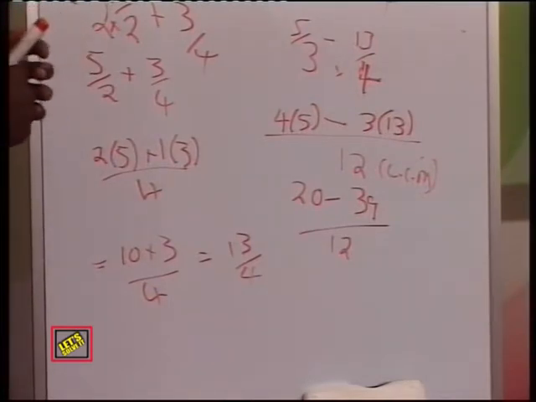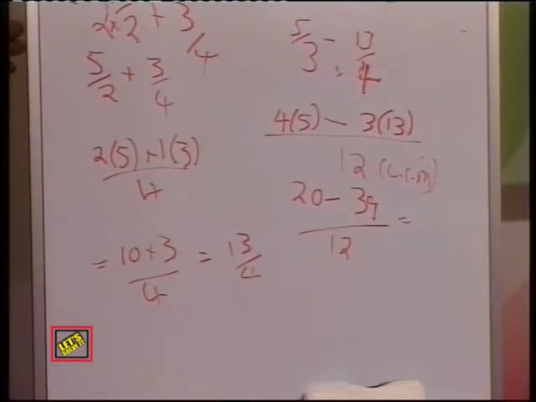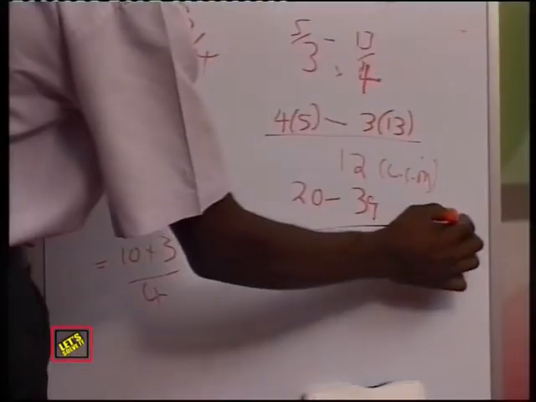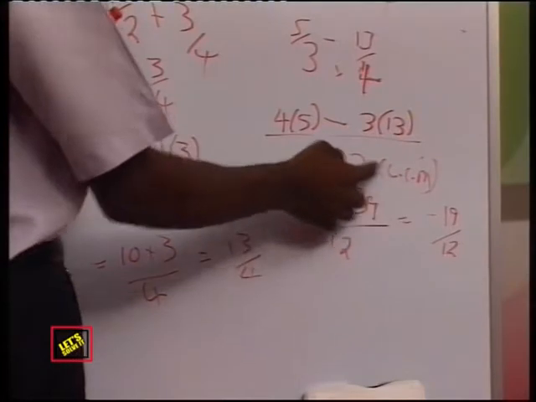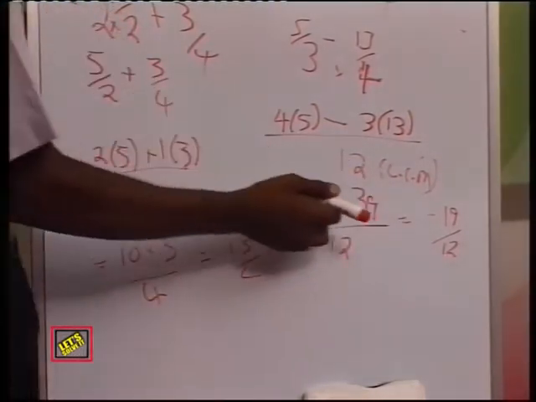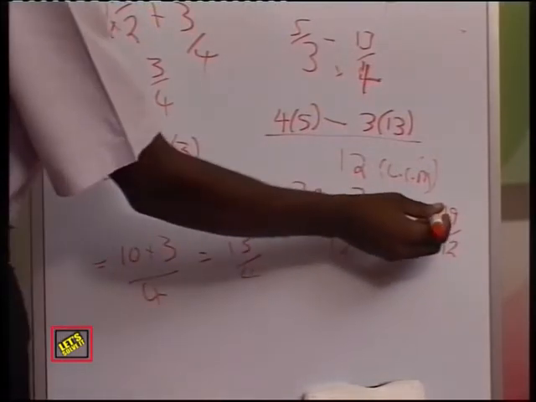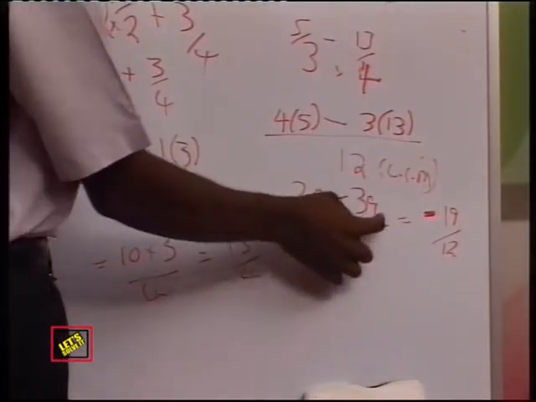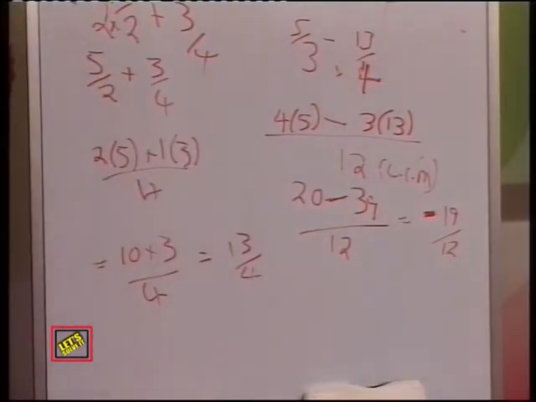So 20 minus 39 over 12. So now what is 20 minus 39? The answer is negative 19 over 12. So why a negative? When you're subtracting, we always take the sign of the bigger number. So this sign belongs to 39. This is the bigger number here, 39. So the answer will be negative. We follow the sign of the bigger number, and the bigger number here is 39. 39 is carrying the minus sign. 20 is positive, a smaller number.